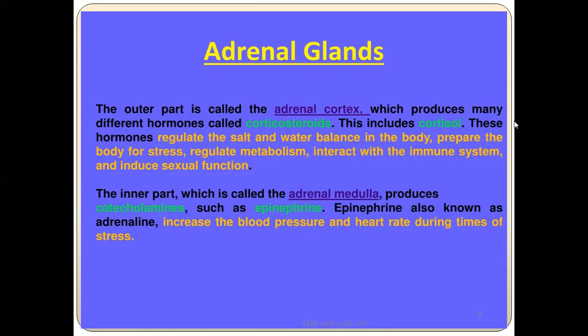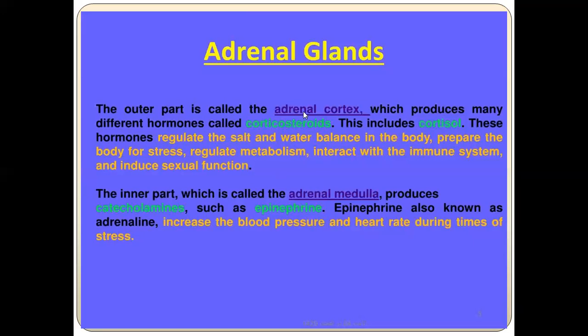There are two kidneys, and on top of each kidney there is an adrenal gland. Each adrenal gland consists of two parts, called adrenal cortex and adrenal medulla. Now we are talking about just these glands. I told you before, adrenal glands are two glands located above the kidney, but each adrenal gland consists of two parts, adrenal cortex and adrenal medulla.